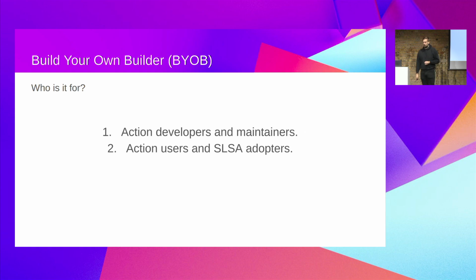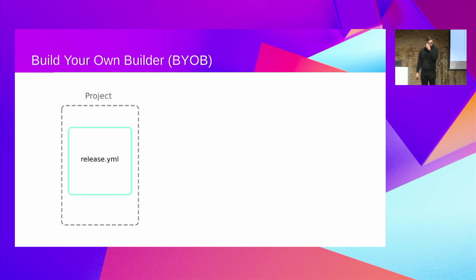Who's it for? Primarily Action developers and maintainers. But the goal is, of course, to get provenance and SLSA level 3 compliance out to as many users and SLSA adopters as possible. And I have included it here because the BYOB also makes it very easy for software projects to adopt SLSA. I'll show that a bit later. So let's look at a high level of the BYOB from the user's perspective.